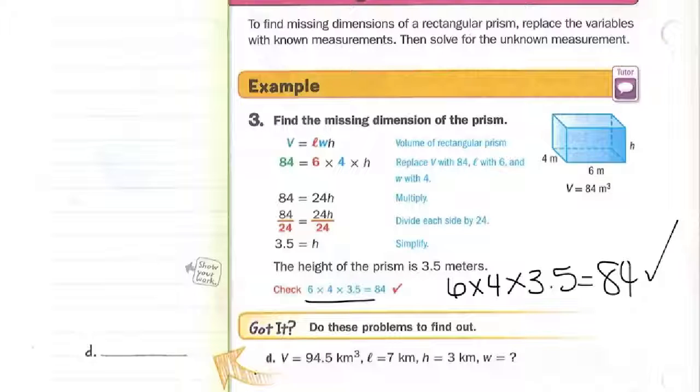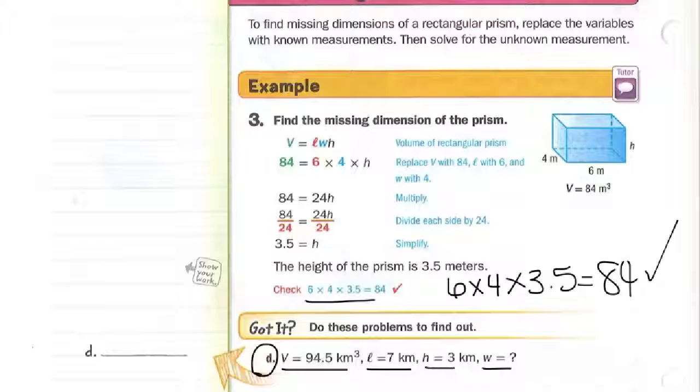Let's have you try this problem on your own to see if you can do this. The volume is 94.5 kilometers cubed. The length is 7 kilometers. The height is 3. What is the width? So set your problem up. Volume, whoops, let me take that out because we know the volume.